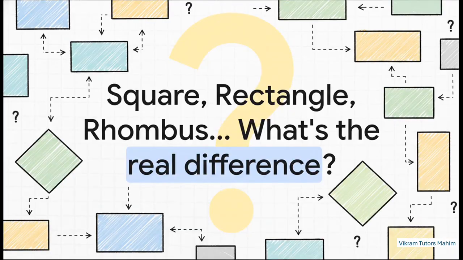So let's be honest, we all know these shapes, but how are they really related? Is a square just a special kind of rectangle? And what's a rhombus got to do with anything? It can get a little messy. So let's clear up the confusion once and for all and see how it all clicks together.